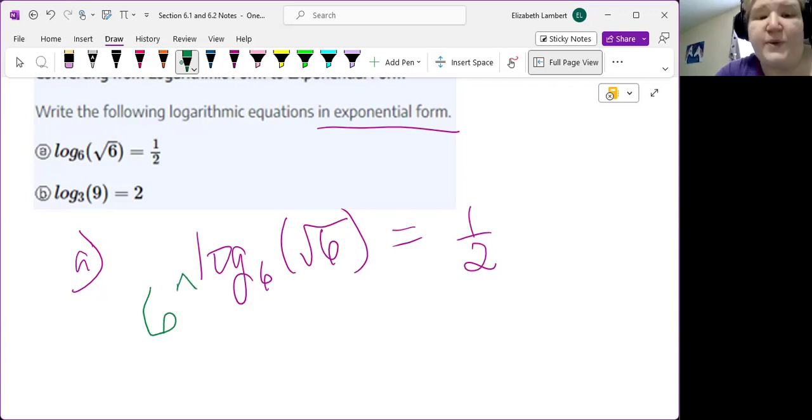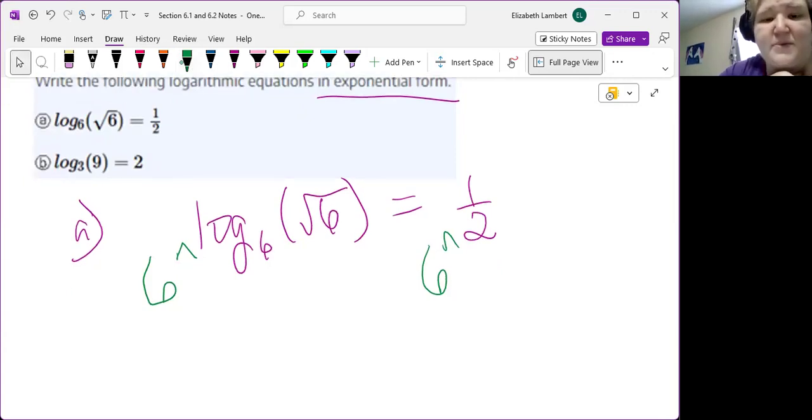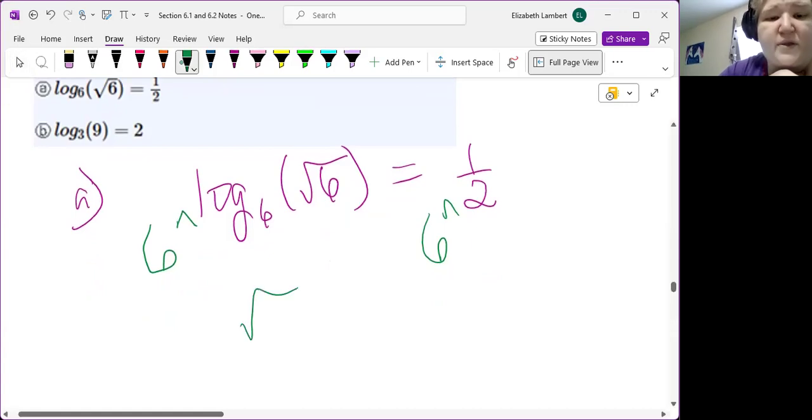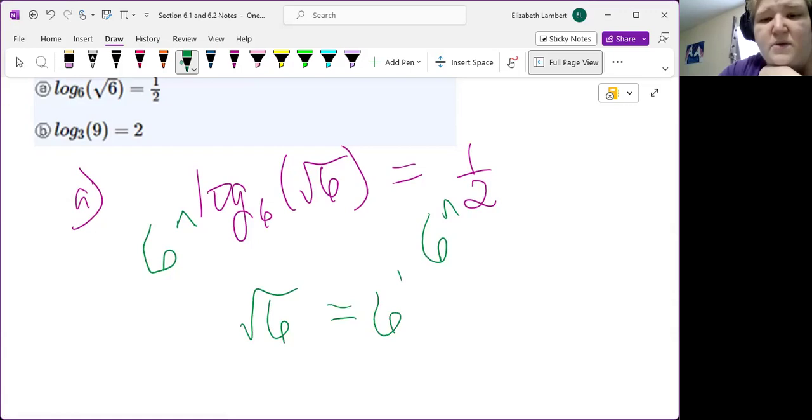But what we're doing it with is the inverse function of the thing we want to not see anymore. So 6 to the log base 6 both cancel, and we are left with the square root of 6 equals 6 to the 1/2, which is true. The square root is the same as the 1/2 power because it's the power that cancels out squaring. 2 times a half is 1. All right.